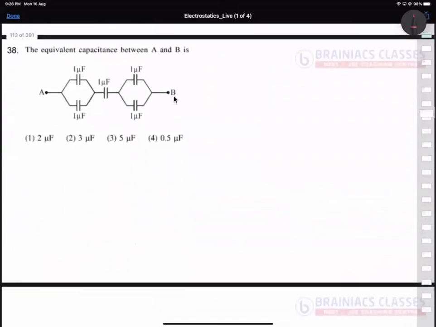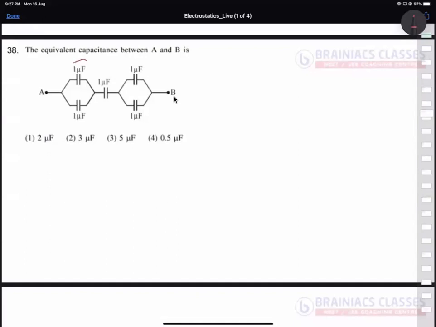So this is over. 38th question. Equivalent capacitance between A and B. Anybody can tell me the answer from your group? Can somebody tell me the answer for this one quickly? It's a very simple question. Somebody will tell me, or I will tell. Better I will tell, right? This is a very simple question.